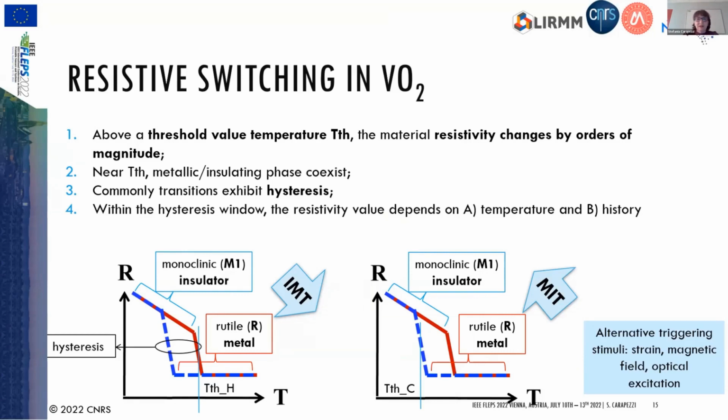So differently from what happens for non-volatile memory, what happens here is that when the material cools back, you naturally go back to the original insulator state. So in the first case, you speak about insulator to metal transition. In the second case, it is called metal to insulator transition.